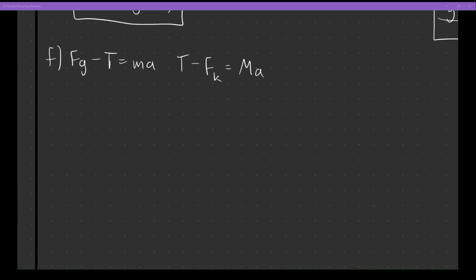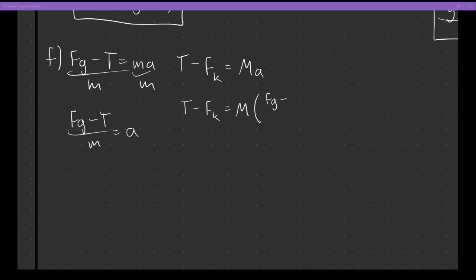Since I'm trying to find T without having A in the answer, I'm going to isolate for A. I'm doing the left equation because it's a little bit easier. So I get F of G minus T over small m equals A. And so I'm going to plug that into the other equation. So I get T minus F of K equals big M times F of G minus T over small m.